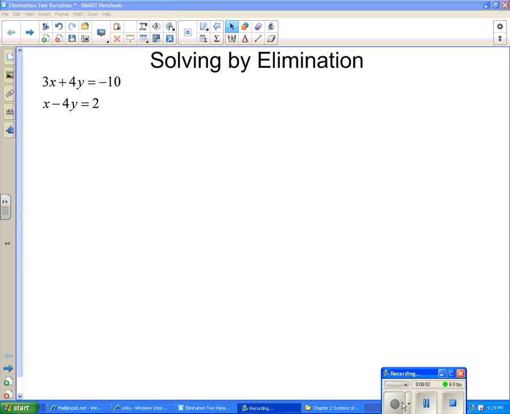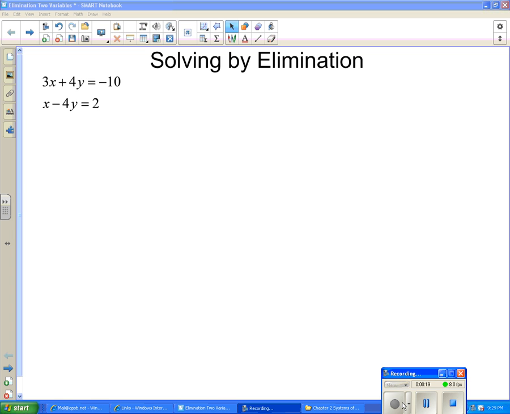We can solve a system of equations by using something called the elimination method. The elimination method is sometimes called the addition method. What we do is we look at our system and we look for opposites or additive inverses. If the additive inverses are in place, then we can add the two equations together and cancel variables.